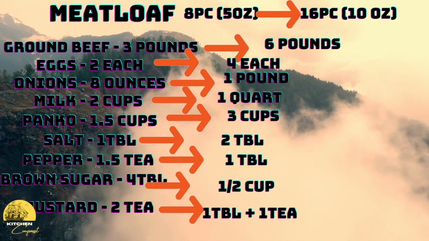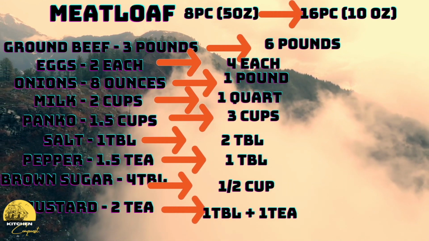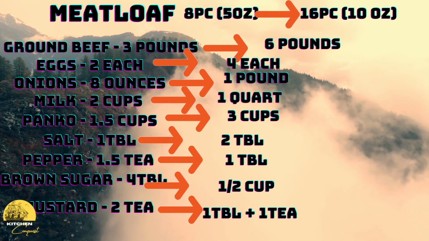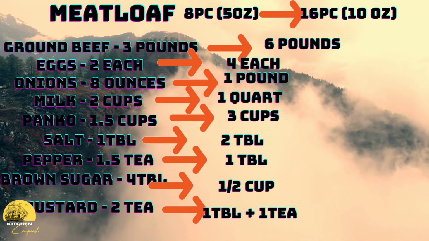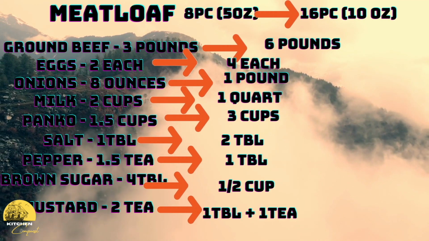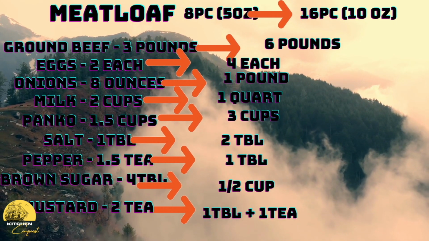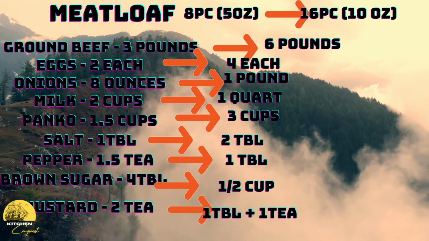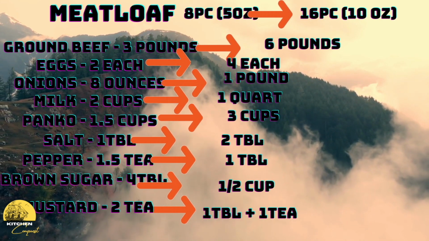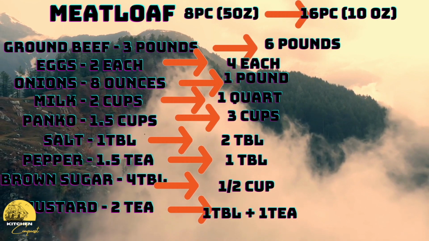Brown sugar, I have 4 tablespoons. So 4 times 2 is gonna be 8 tablespoons. Well, what's 8 tablespoons? It's 4 fluid ounces. So that's gonna be 1/2 of a cup. Mustard, 2 teaspoons. 2 times 2 is 4, so 4 teaspoons. Or 1 tablespoon and 1 teaspoon.